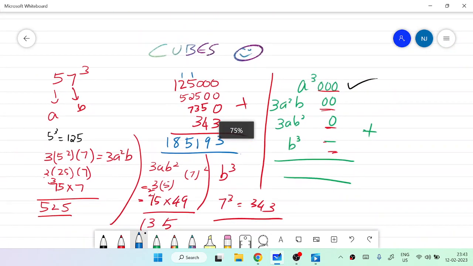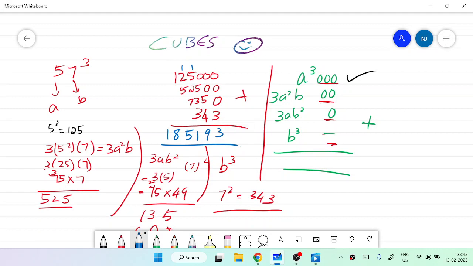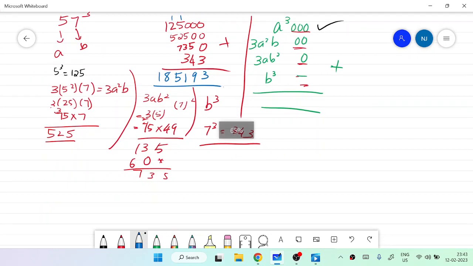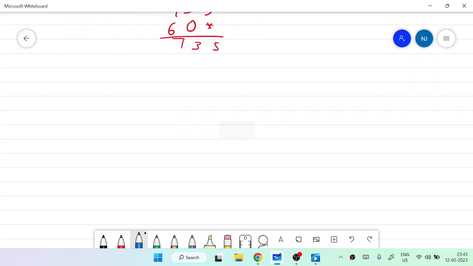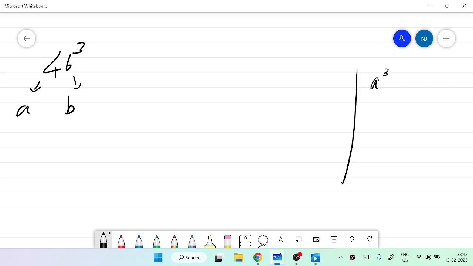You can see this as a laborious process, but if you understand this concept, you can use this for higher numbers also. That is what the concept is. We will do another problem, which is 46 cube. Here the value of A is 4 and the value of B is 6. I'm just writing the skeleton of this.